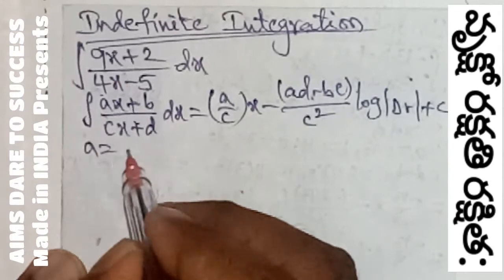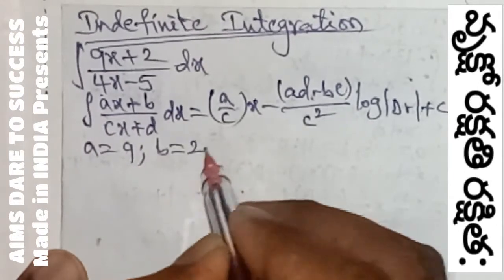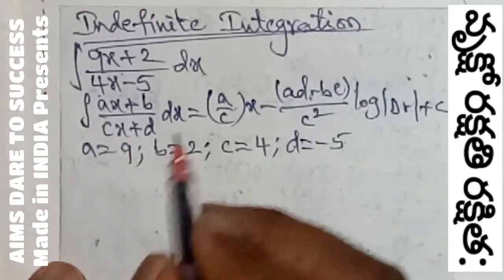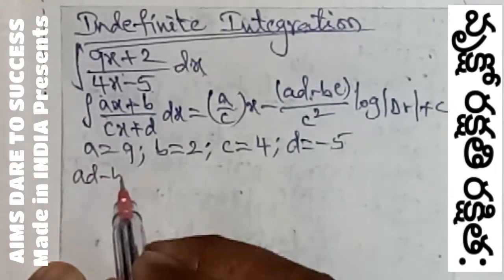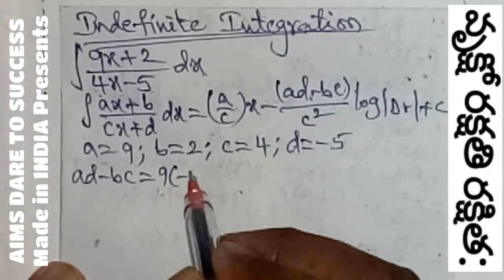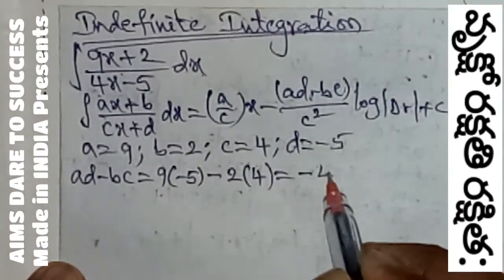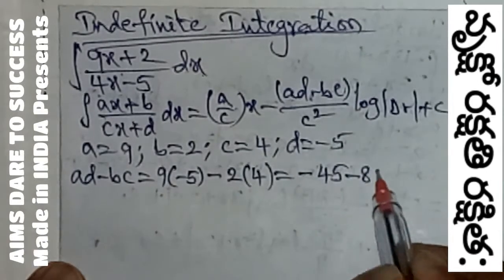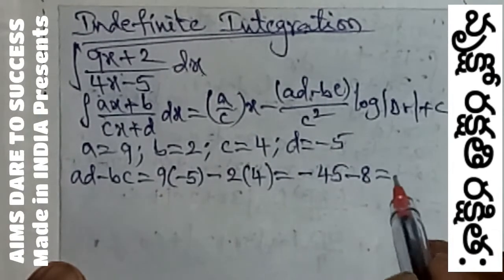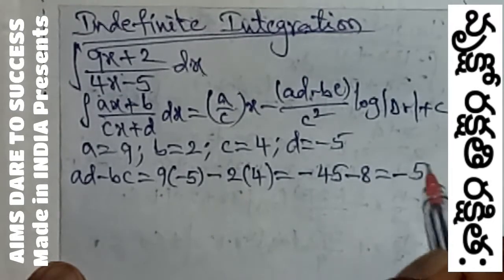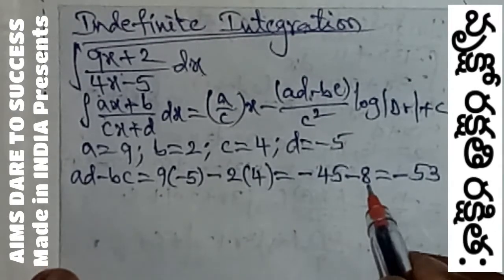Comparing the values, a is 9, b is 2, c is 4, d is minus 5. Before substituting, I want to simplify the ad - bc value. a value 9 into d value minus 5, minus b value 2 into c value 4. Minus 9 times 5 is 45, minus 2 times 4 is 8. Here these two values have negative symbols, so you can write minus as it is. 45 and 8 you can add, the value is 53. So ad - bc is minus 53.